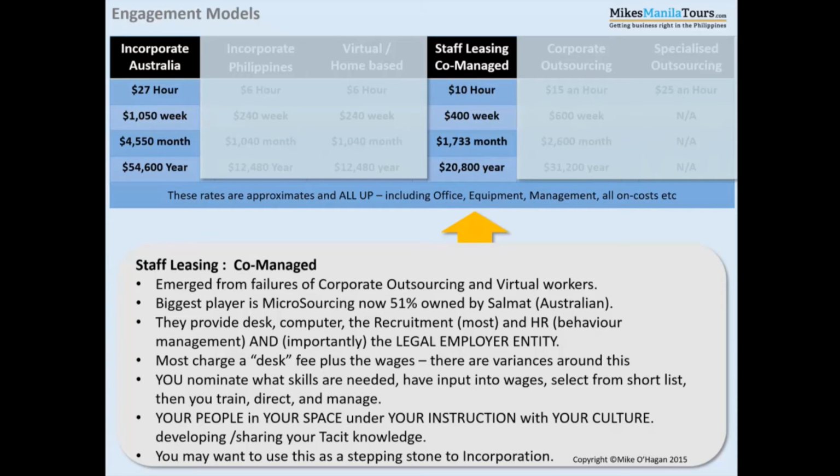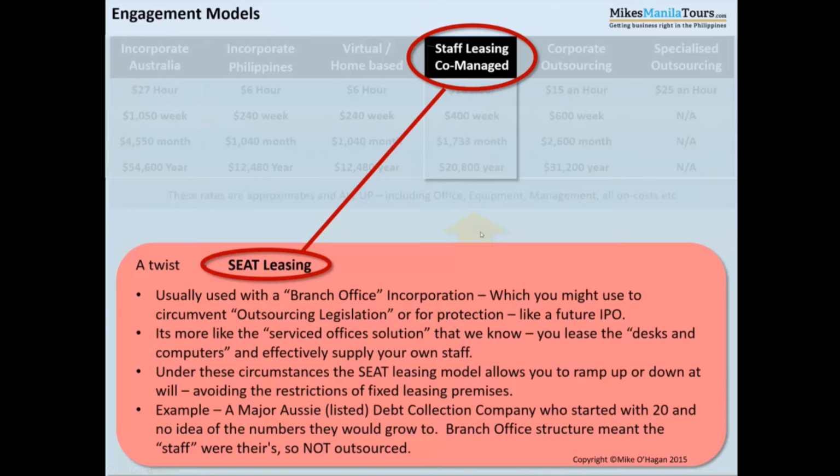So staff leasing or co-managed, we're talking about $10 an hour, $400 a week, $1,700 a month, or $20,000 a year. Remembering that, we're comparing that to the same worker in Australia, $27 an hour, $1,050 a week, $4,400 a month, $54,000 a year. So that's just apples for apples comparing it across there.